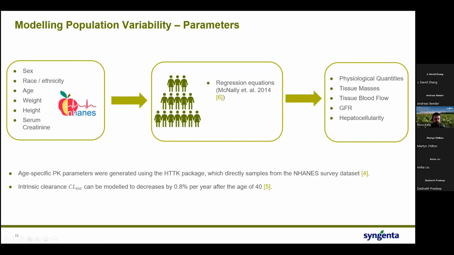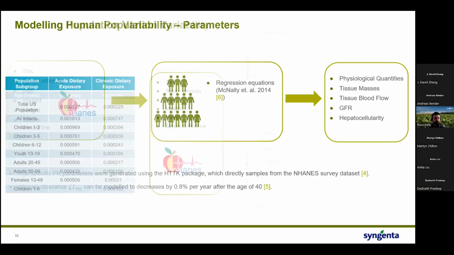And there are some regression equations published in the literature which can go from things like sex, age, weight, and height, and take us through to estimations for tissue masses, blood flow rates, and things like that. So what it allows us to do is generate a range of population parameters, and this allows us to create a virtual cohort, in essence, of people to simulate, which is what we're interested in doing for those population subgroups. And then there are also other things that we change. So you can look at intrinsic clearance, and there was a paper that suggested this can decrease by 0.8% per year after the age of 40. So it's a bit more involved, but this is in essence what we did.